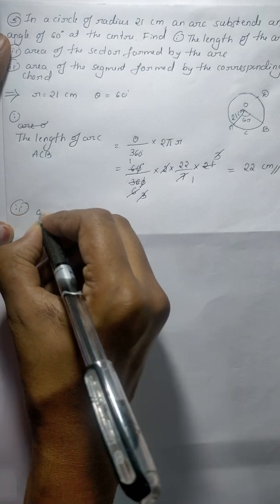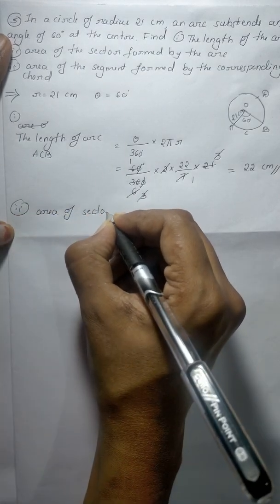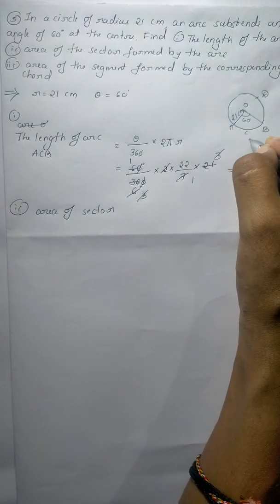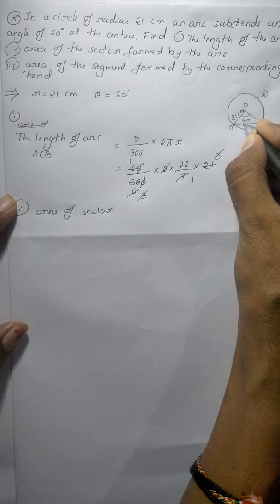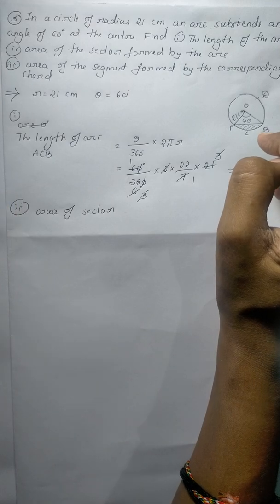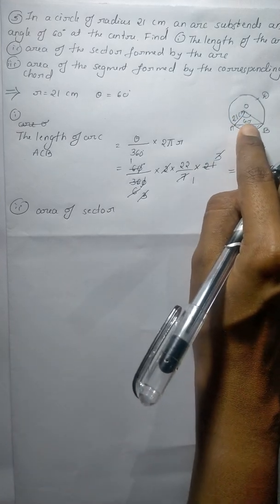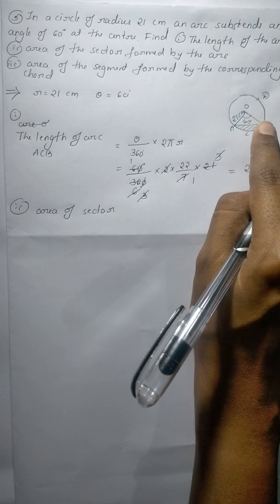Second, they have asked for the area of the sector. So whether we have a sector here, no. That means we have to join AB. So this is the area of the sector. Whenever the area of the sector is asked, we will find it for the minor sector. The major sector may be given in the question only. Now in these problems we are considering the minor sector.